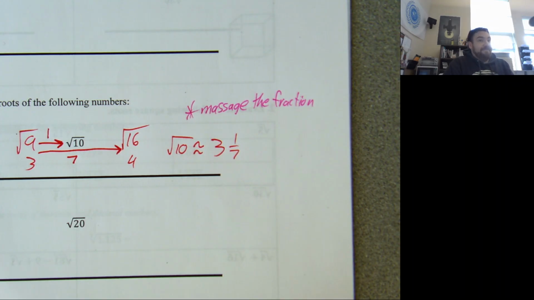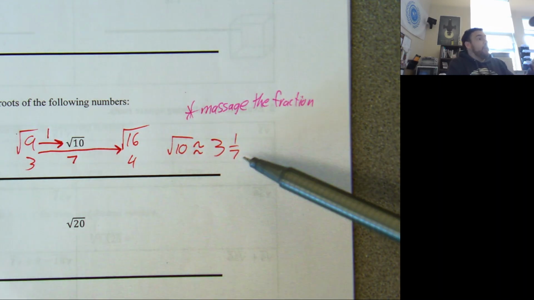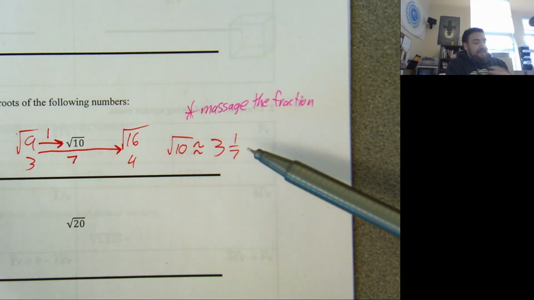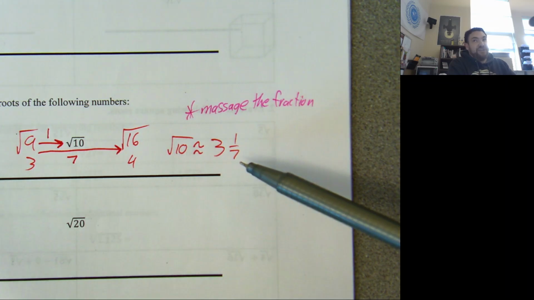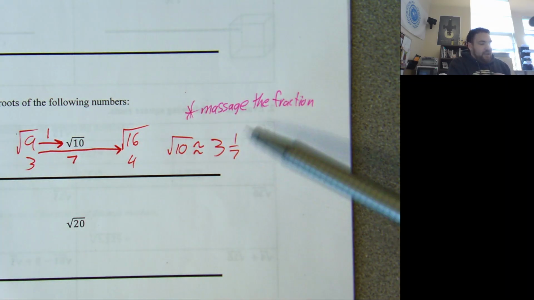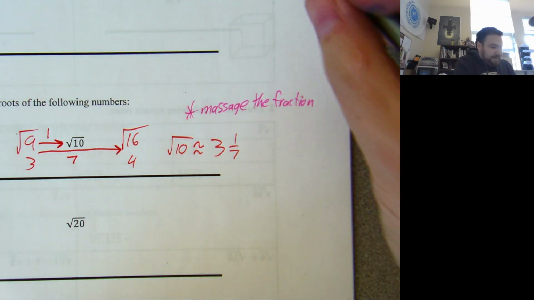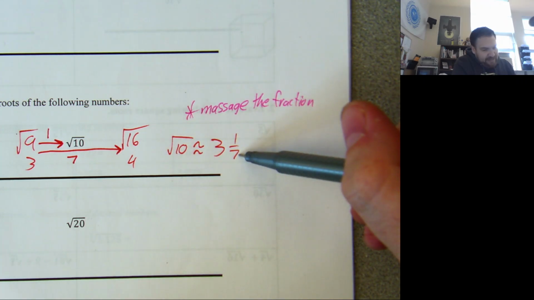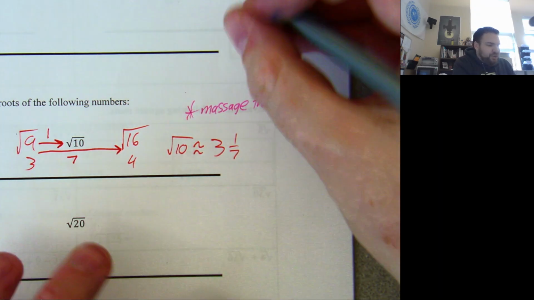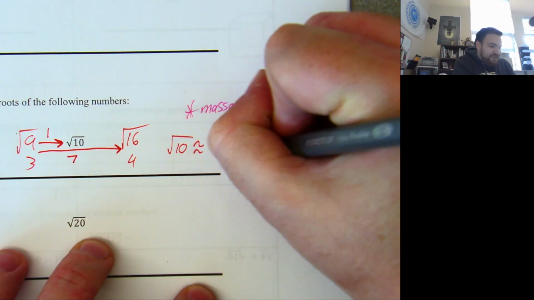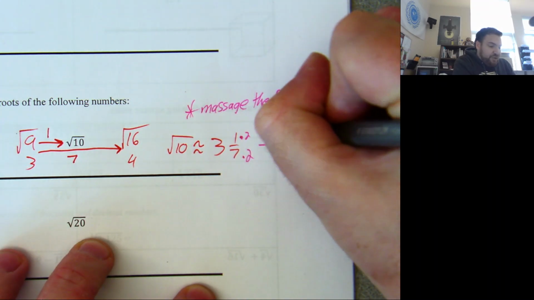So here's how we do it. 3 and 1 over 7. We don't like 1 over 7. So I'm going to find a larger equivalent fraction that makes this closer to a fraction that we can easily simplify. If I multiply by 2 over 2, or by 3 over 3, that's not great. 4 over 4 we could do, but let's go back to 2. I'm going to multiply top and bottom by 2, and so this is going to become 3 and 2 over 14.